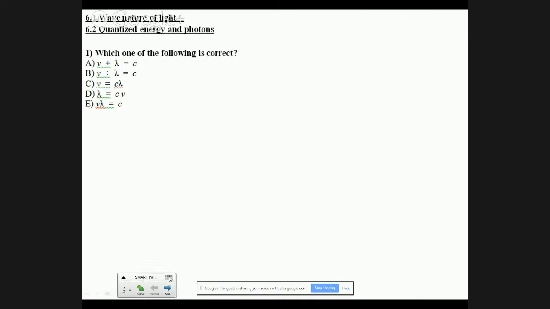We're looking at chapter 6.1 and 2, wave nature of light, and quantized energy and photons. So let's take a look at number 1. It's kind of a definition question, like you either read it and you saw that or you didn't, and you probably don't know that. So which one of the following is correct?